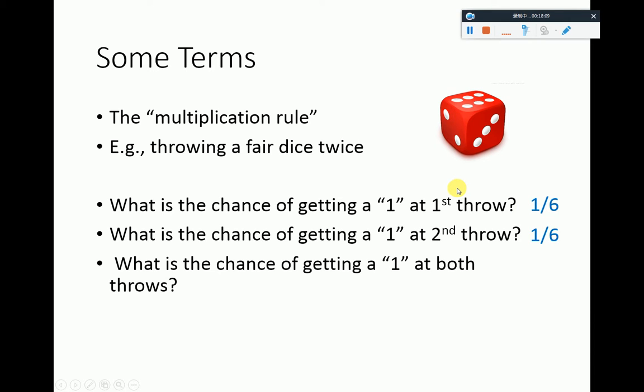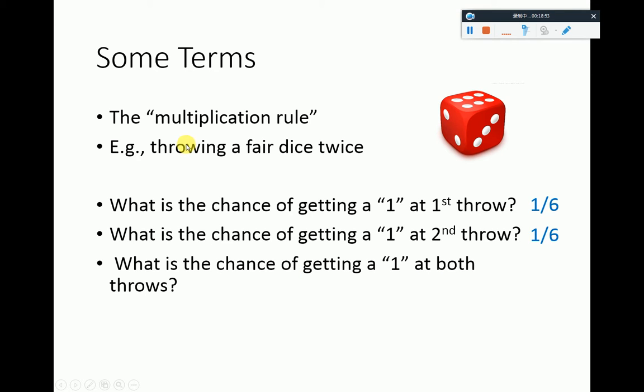And of course, if we keep throwing this fair dice, to get a 1 at a second throw will also be 1 over 6. And this probability will remain the same for getting a 1 in however many throws. It will always be 1 over 6. So that's the probability of a fair dice. Okay, so given these two probabilities, that is, there's a chance of 1 over 6 of getting a 1 at first throw, and 1 over 6 at a second throw, then what is the probability or chance of you getting both ones, or 1 at both throws?